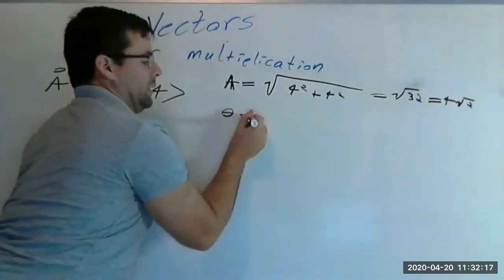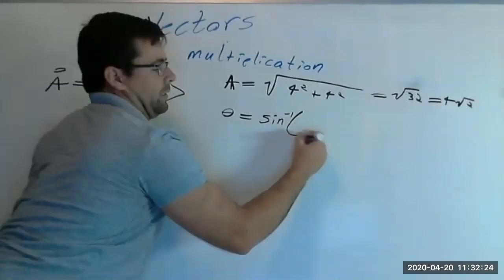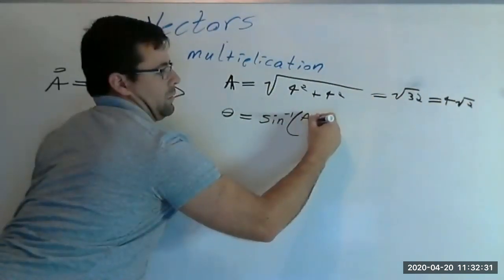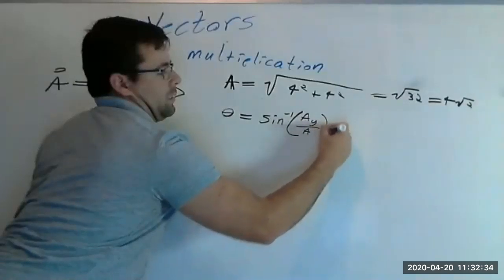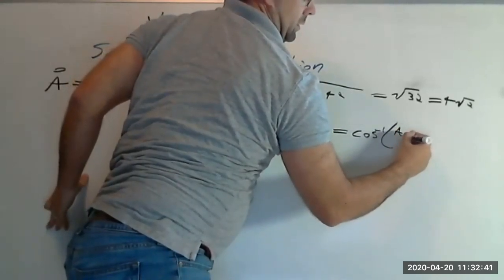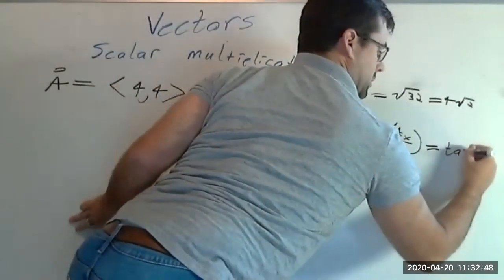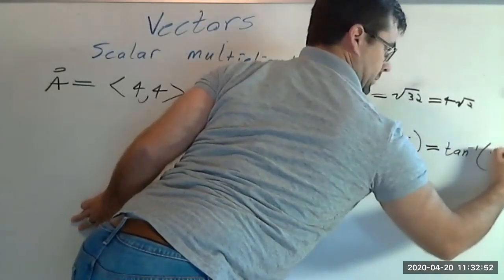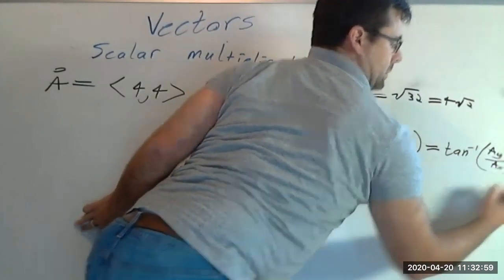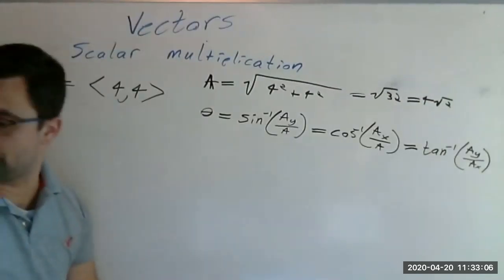So theta equals the inverse sine of RY over R, or inverse cosine of AX over A, or inverse tan of AY over AX.